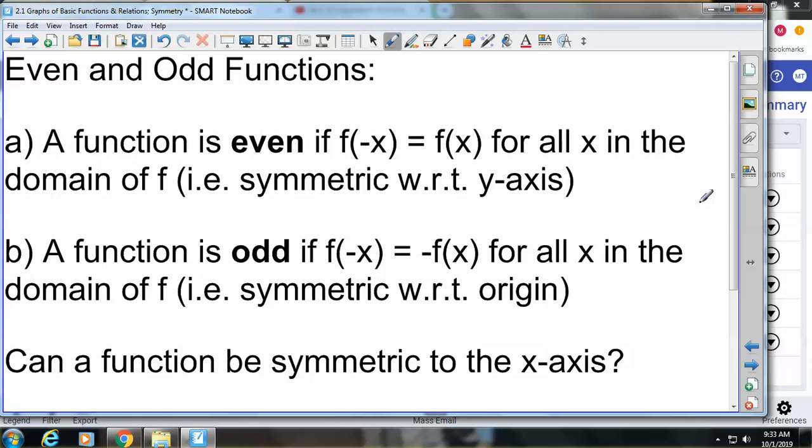Okay. Typically when we look at even and odd, it's written in function notation, so that's why I had the s of x instead of the y here. Odd is the same as symmetric to the origin. So negative x and negative y do the same thing. We already said if it's symmetric to the x-axis, is it a function? No. So when we're talking about even and odd, we won't see any of those.